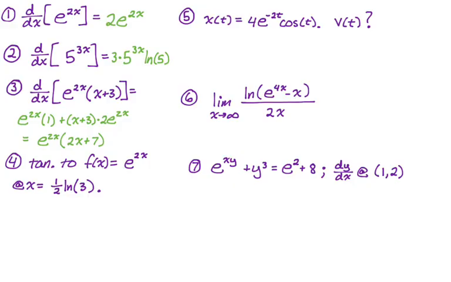Okay, so let's see what we got. First I'm going to find f of 1/2 natural log of 3, which is going to be e to the 2 times 1/2, which is just 1, so it's going to be e to the natural log of 3. And e to the x and natural log of x are inverses of each other, so e to the natural log of 3 is actually just 3.